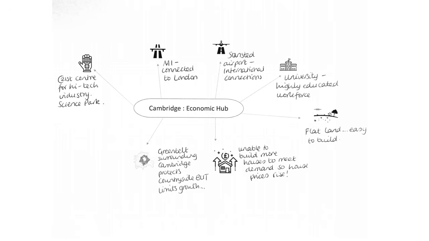However, there are some constraints to Cambridge as an economic hub. It has a green belt surrounding it, which protects the countryside and stops urban sprawl, but limits growth. And lots of people feel the green belt is holding Cambridge back from growing its economy because they're unable to expand their businesses. They're also unable to build more houses, and there's huge demand in Cambridge. And as a result, house prices have risen and local people have been priced out of the market.